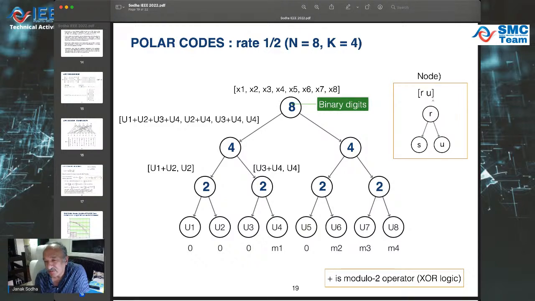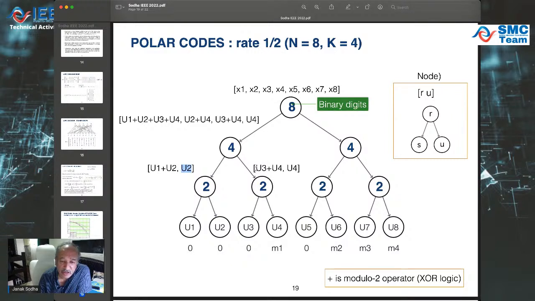And this U is just put inside here. So 2 bits enter and 2 bits exit. If I look at this, the first bit, which is R, is just U1 plus U2, and the second bit is U2. Nothing difficult at all. This is just a simple XOR operation.